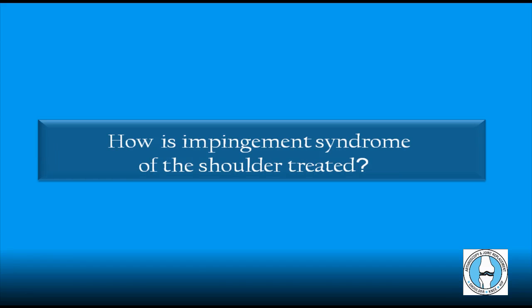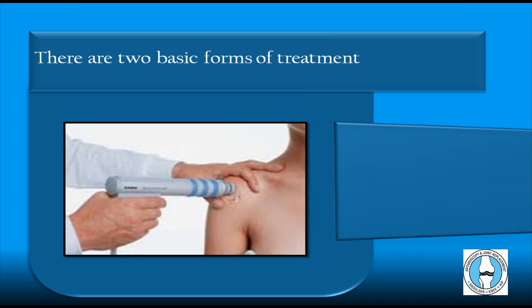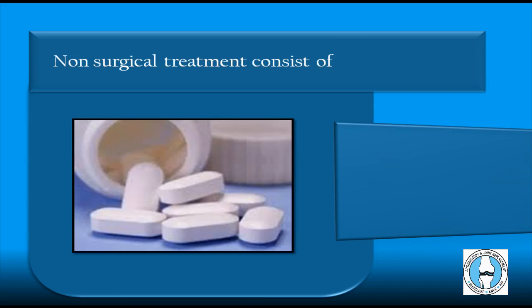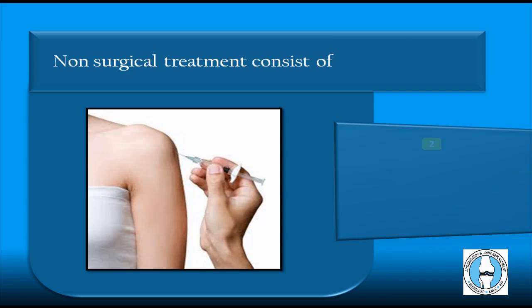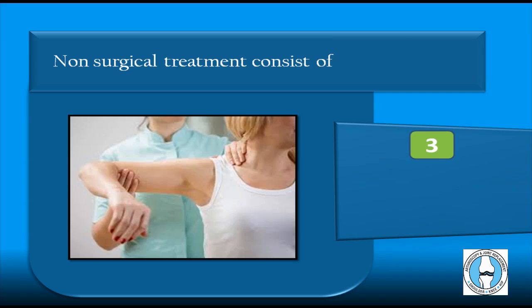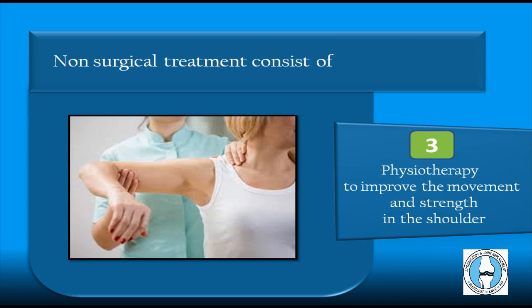How is impingement syndrome of the shoulder treated? There are 2 basic forms of treatment. Non-surgical treatment. Surgical treatment. Non-surgical treatment consists of anti-inflammatory medication, injection of steroid to reduce pain, and physiotherapy to improve the movement and strength in the shoulder.